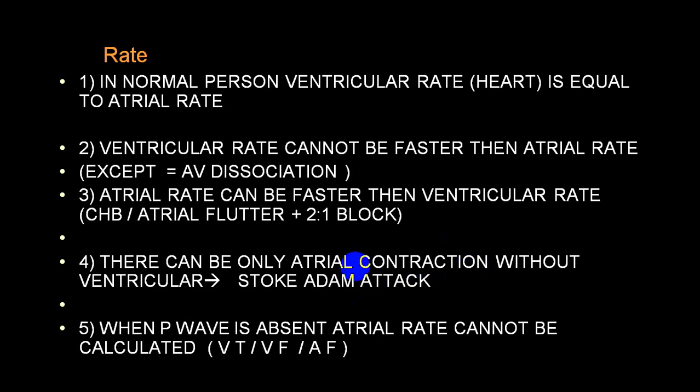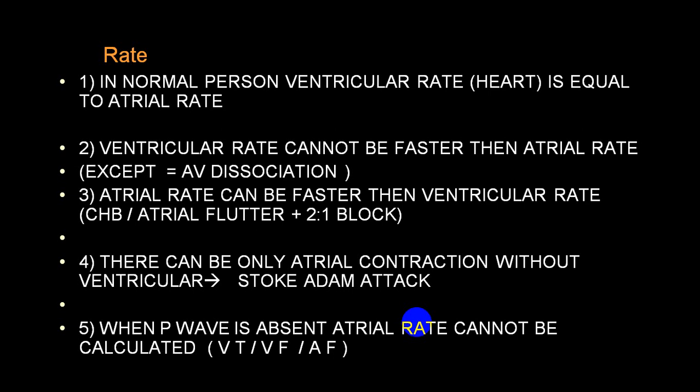There is also a condition where the P waves are absent, or you can't identify the P wave, and only ventricular activity, that is QRS complexes, is seen. So you cannot calculate the atrial rate, but you can calculate the ventricular rate. Classical examples are ventricular tachycardia and ventricular fibrillation, where you can see QRS complexes but no atrial P wave. Hence, you cannot calculate the atrial rate.